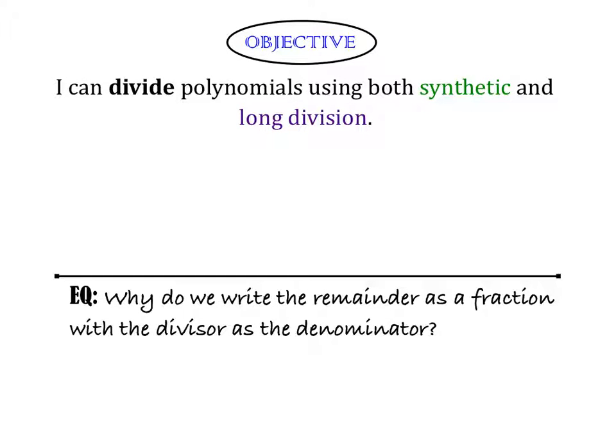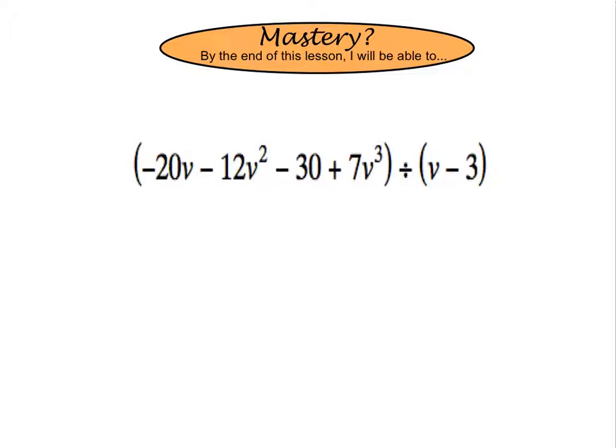Alright, so the lesson today is about dividing polynomials. We're going to use both synthetic division and long division. So your central question is, why do we write the remainder as a fraction with the divisor as the denominator? So we're looking specifically, why do we write that remainder as a fraction? This is your prove it today.